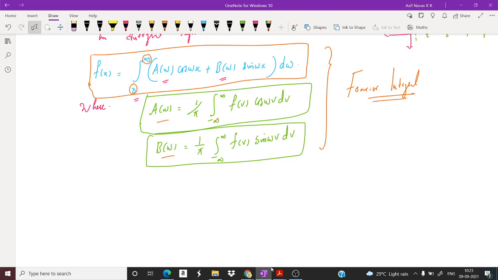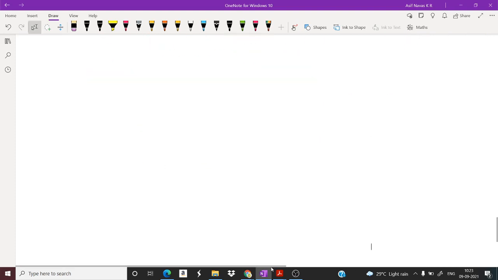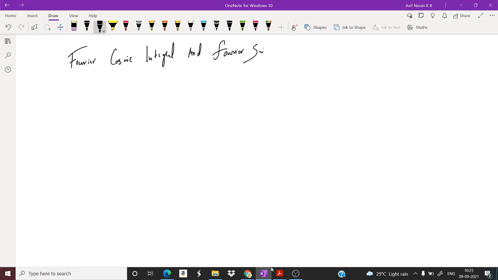Okay. Now I define what the Fourier sine integral and cosine integral are. This is very important. Next topic, Fourier cosine integral and Fourier sine integral. First, I will define what the Fourier cosine integral is.